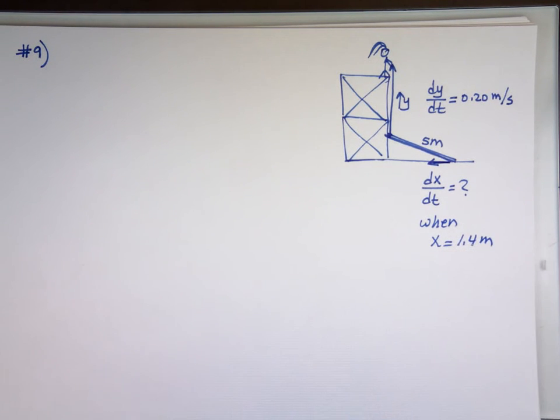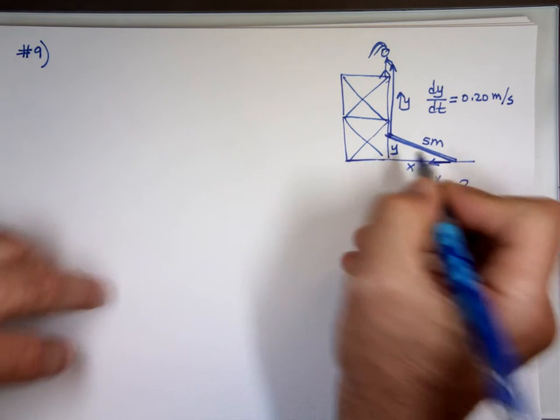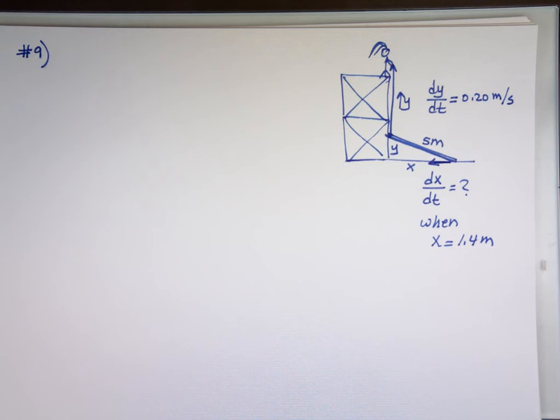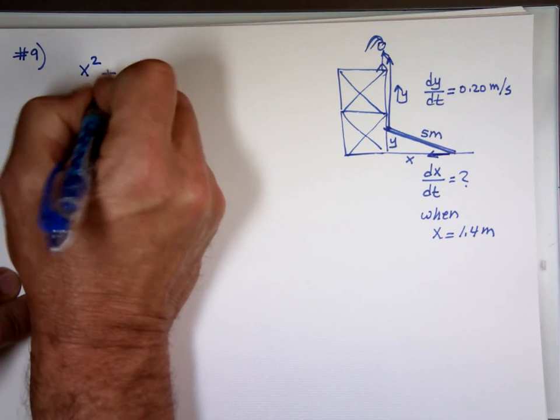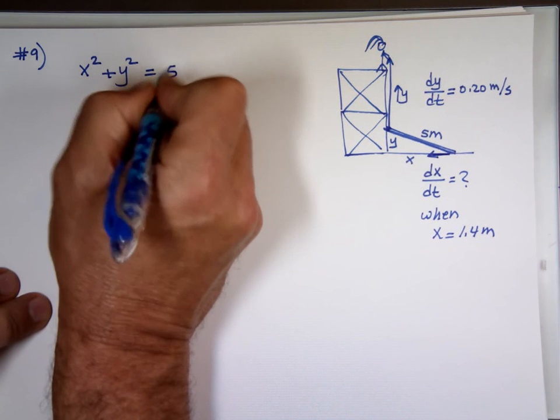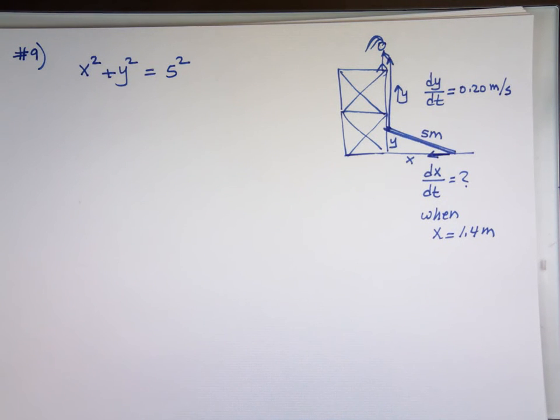So this is x and this is y. We need an equation that will tie x and y together. Is there an equation I can put them together? I know it's late, but think about it. Look at it. What do you see? Pythagorean theorem, a triangle. We have that equation. Now take the derivative.